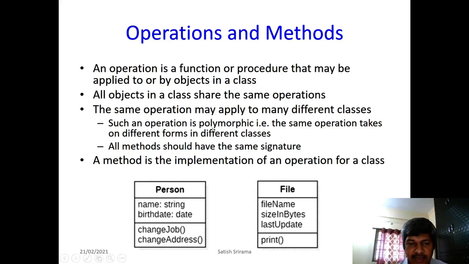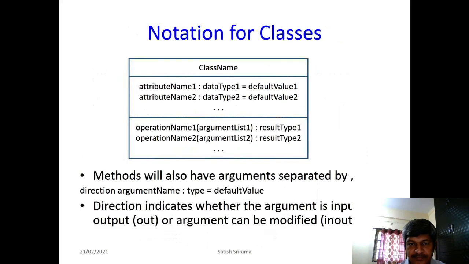So once again, a method is the implementation of an operation for a class. Sometimes I am interchanging these two things, operations and methods. But when we discuss a class, we talk about the operation. And a method is an implementation of an operation for a particular class. These are about operations and methods.